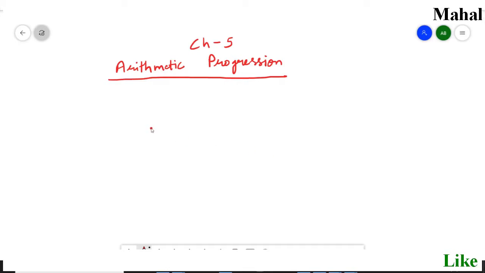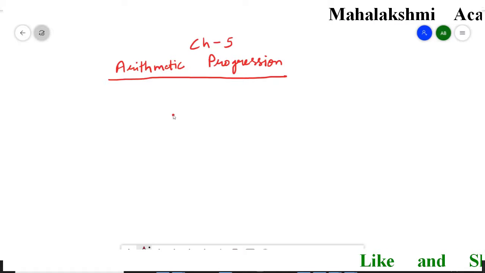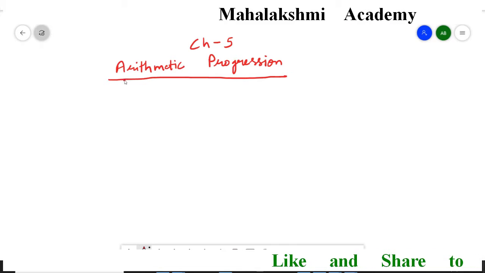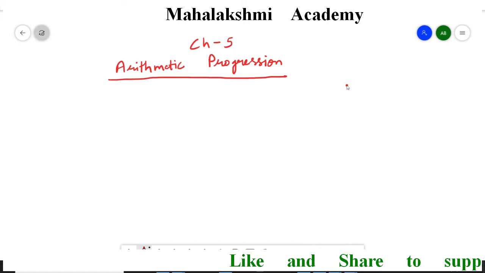Hello everyone, I am going to explain some basic concepts from chapter 5 from 10th class. The topic of chapter 5 is arithmetic progression. First we will understand what is the meaning of arithmetic progression.